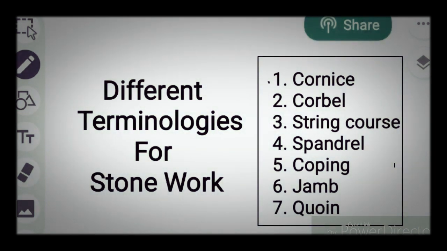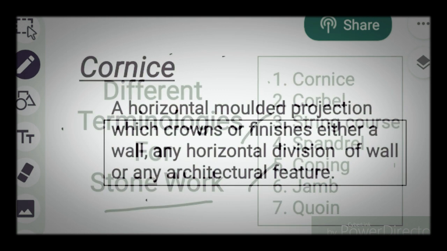Today we are going to discuss different terminologies for stonework. These 7 terminologies are discussed in this video. At the end of this video, one previous year question is also given. So watch this video till end.